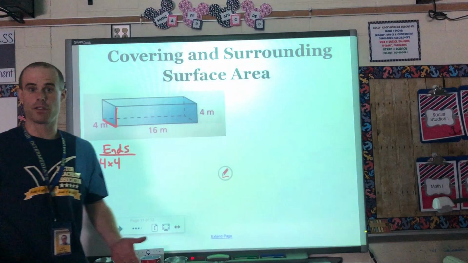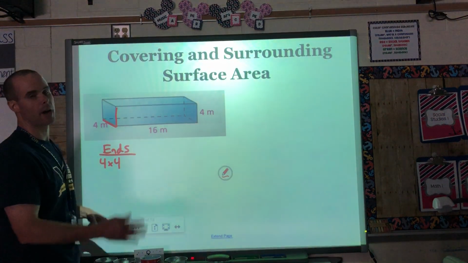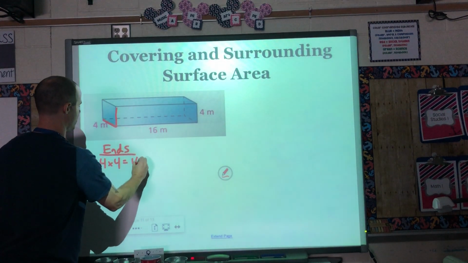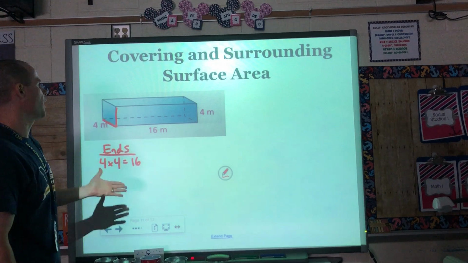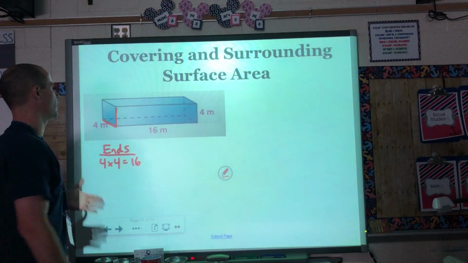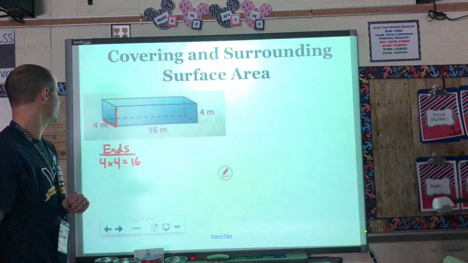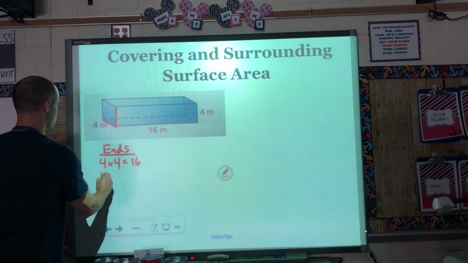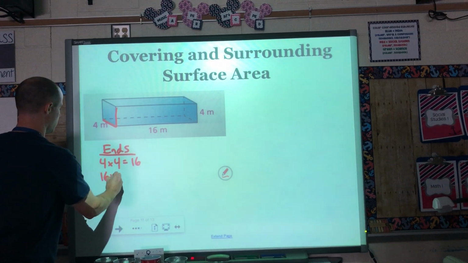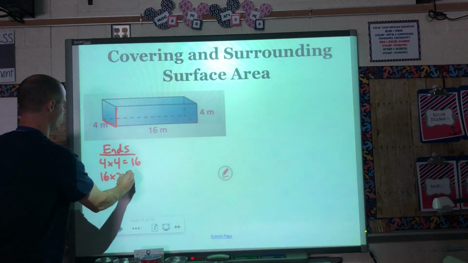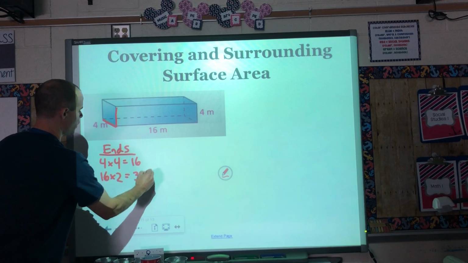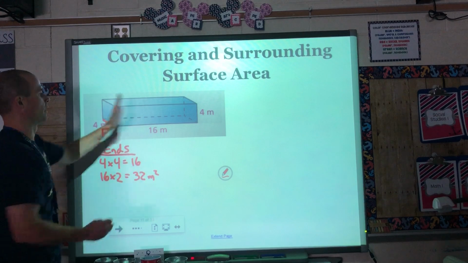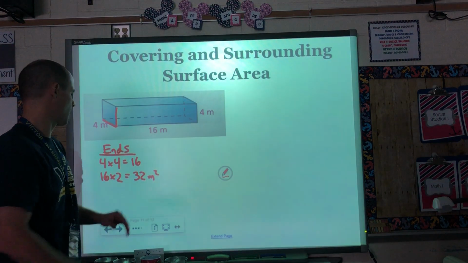When we're finding the area of a square, of course we're going to multiply our length by our width, and 4 times 4 is 16. So what that means is each of our ends is going to have an area of 16 square meters. So what we really have is 2 groups of 16, or 16 times 2, to give us 32 square meters for just our ends. So we have our ends taken care of.